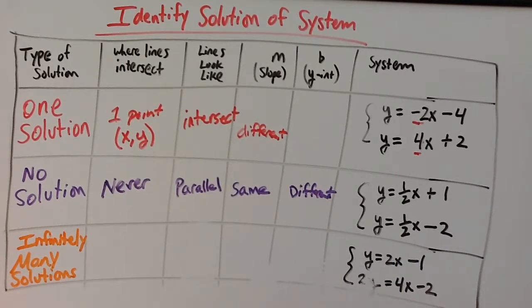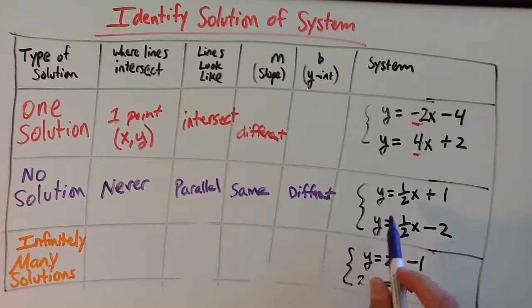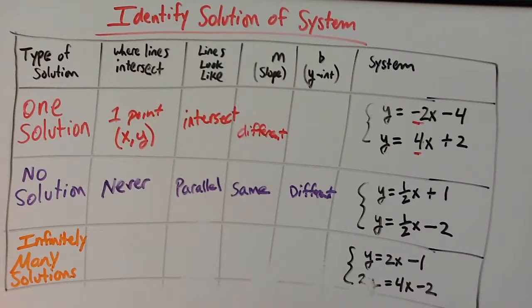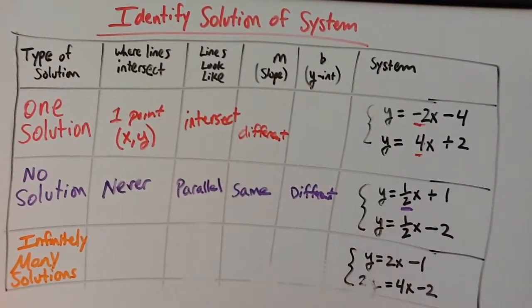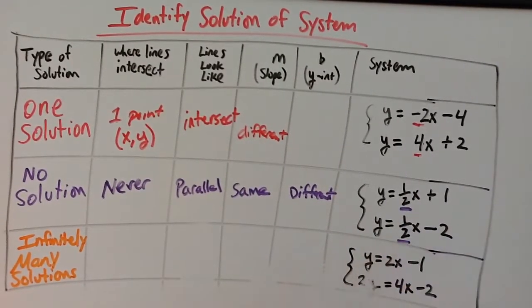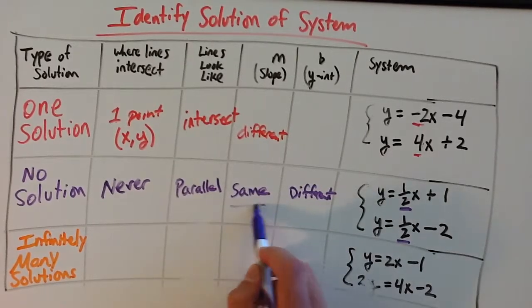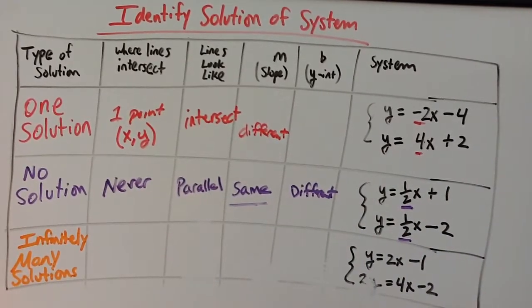Again, both of these equations are in slope-intercept form, right? We have y equals mx plus b. It's in that form, so we can identify the m. The m is, in this equation, 1/2, and in the second equation, also 1/2. And so the m's, or the slopes, are the same. And if the slopes are the same, you have to find out, are the b's the same?